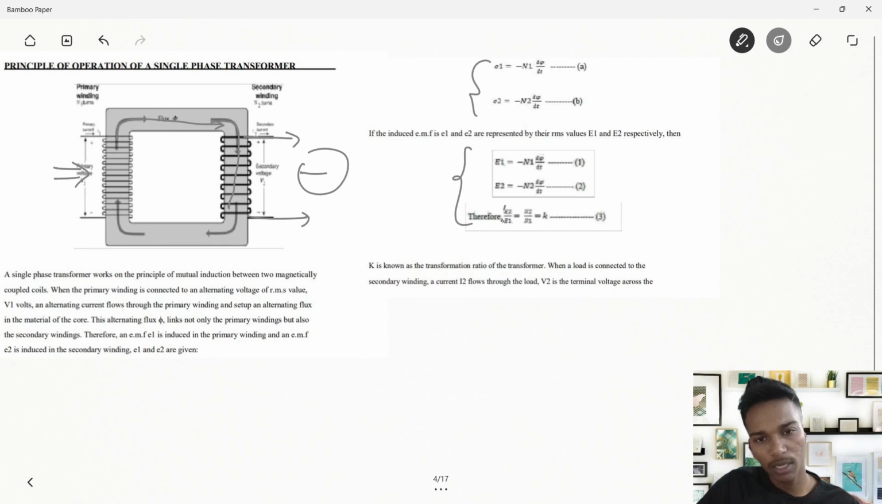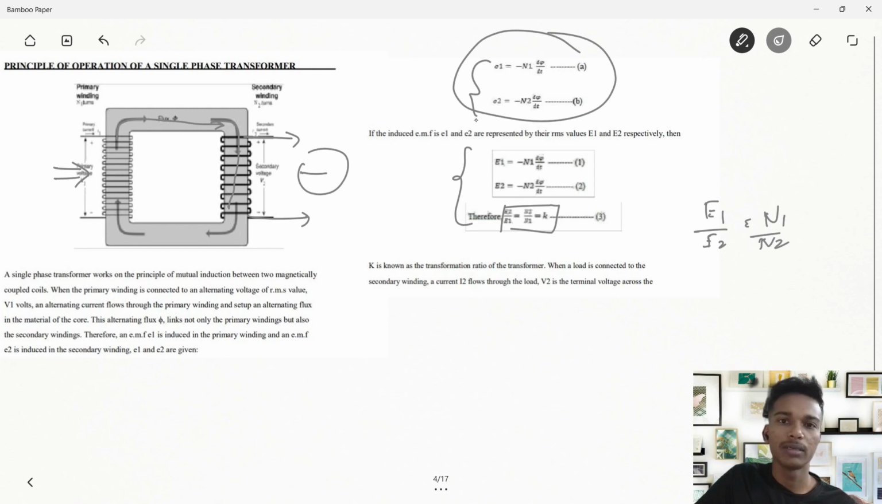For the derivation of this formula, E1 by E2 equals N1 by N2. This is the step behind it. You have to use this formula. We will use it in our problem solving.